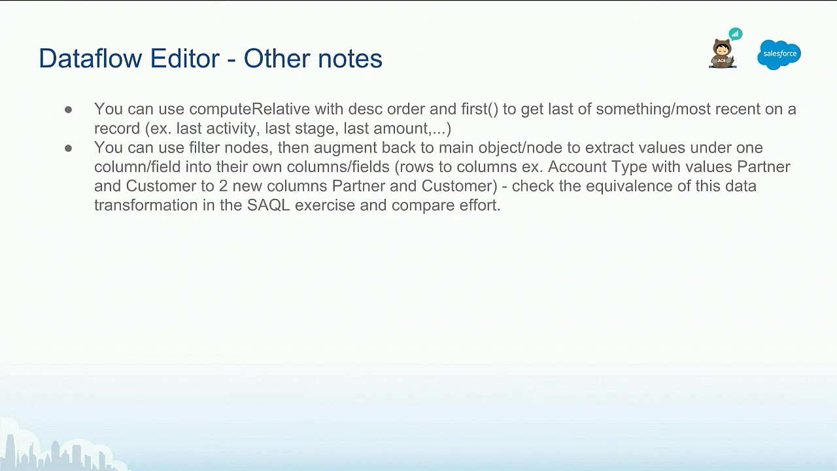Other notes, again, keep in mind compute relative is very good to get the last of something, or first of something, or last activity, last amount or change. Use the filter nodes. Keep in mind filter nodes are good to add as a node within the flow versus on the SFDC digest node. And also you can use a combination of compute expressions and filter nodes to solve the use cases you might be tackling.